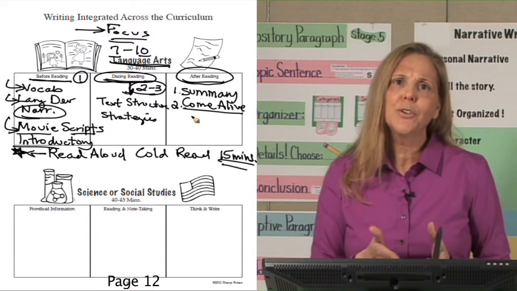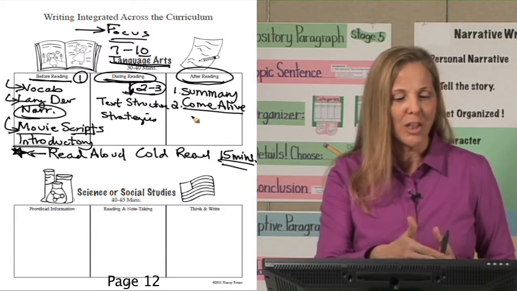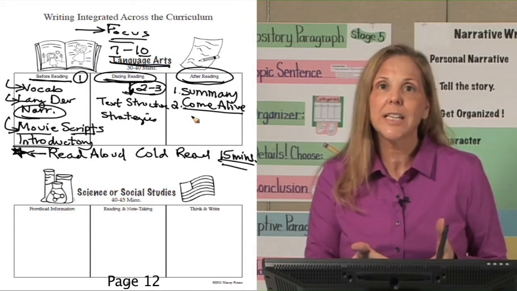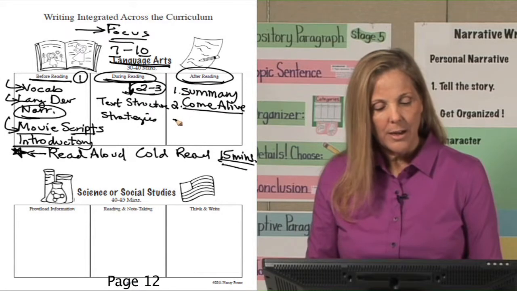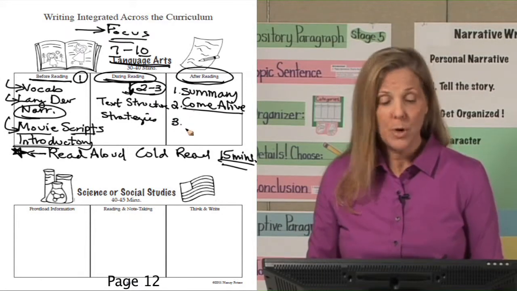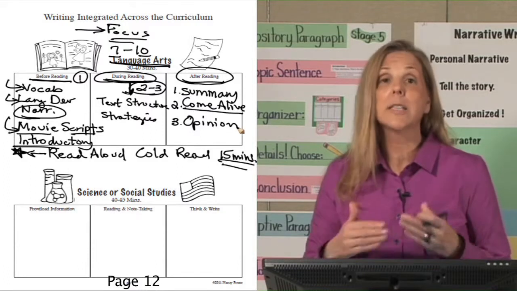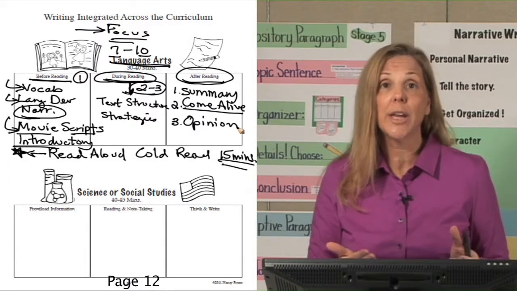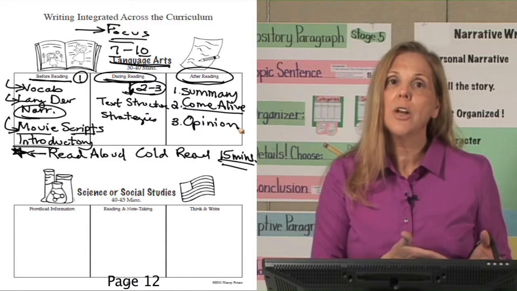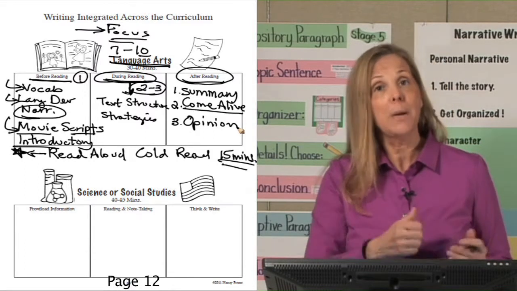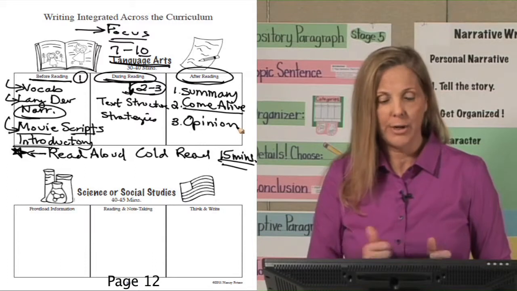So that if they learn how to write a Come Alive box connected to language arts, when they're writing narratives, they'll have that skill down. Another activity that students will do is opinion writing. With opinion writing, whether it's a narrative or information, they will have an opinion about that topic or that story. So we'll connect opinion writing also to this story.